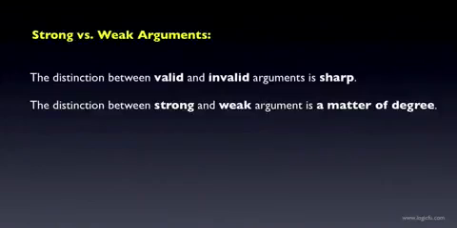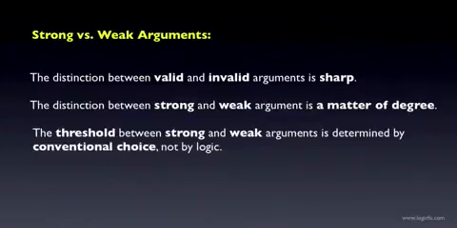Well, it turns out that there is no principled answer to this question. The distinction between valid and invalid arguments is a sharp one. Every argument is either valid or invalid. There are no degrees of validity. Validity is like pregnancy. You can't be almost pregnant or a little bit pregnant. The distinction between strong and weak arguments, on the other hand, is a matter of degree. It does make sense to say that an argument is very strong or moderately weak or very weak.